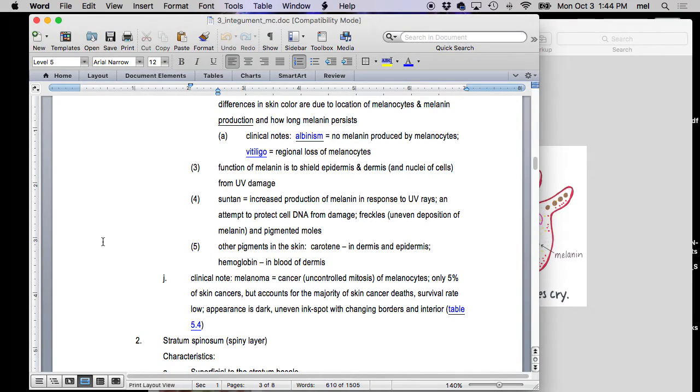So suntan is an increased production of melanin in response to UV rays, and it's an attempt to protect your DNA from damage. If you can't protect your DNA from damage, you are going to get a sunburn. Depending on how bad the sunburn is, you have actually overwhelmed the melanin's capacity. Did you know that if you have 2 blistering sunburns in your life, you have increased your lifetime risk of skin cancers by 400%?